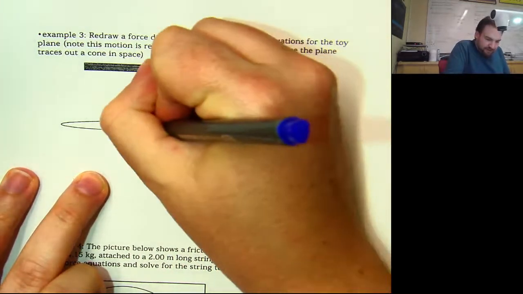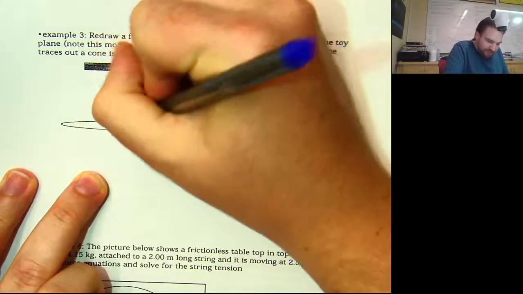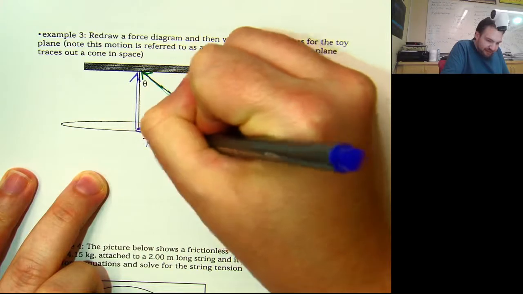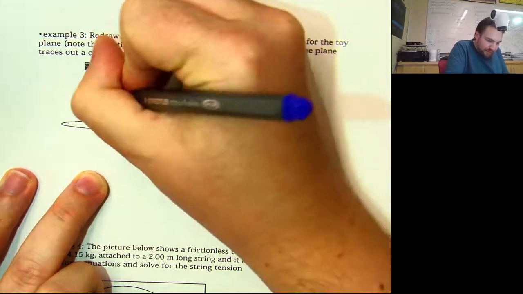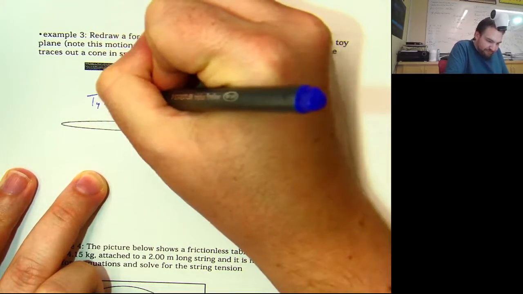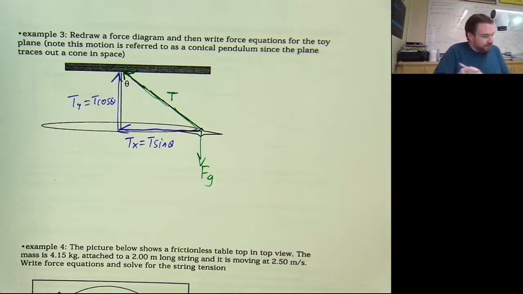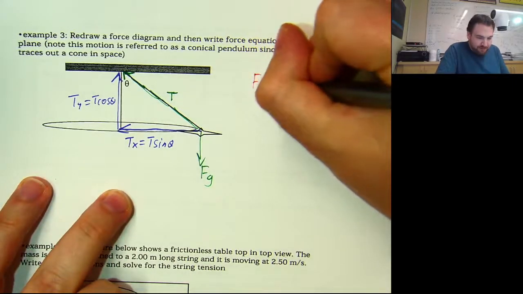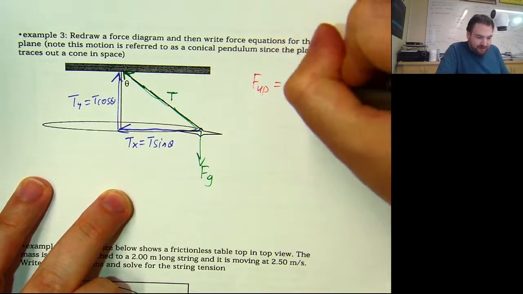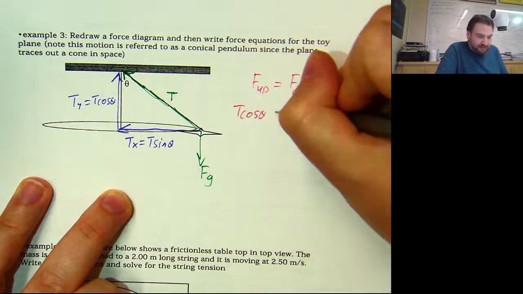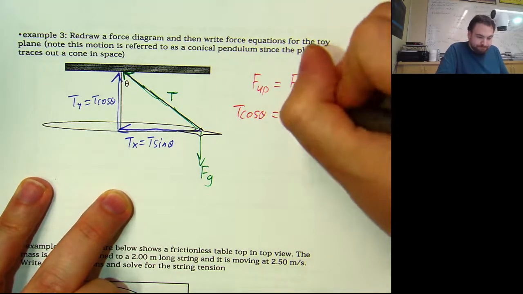So I've got this guy here. We've already established what these are. This is Tx, which is equal to T sine theta, and Ty, which is equal to T cos theta. The plane is in equilibrium as it flies around. So that means my forces up are going to equal my forces down, which tells me that T cos theta is equal to mg.